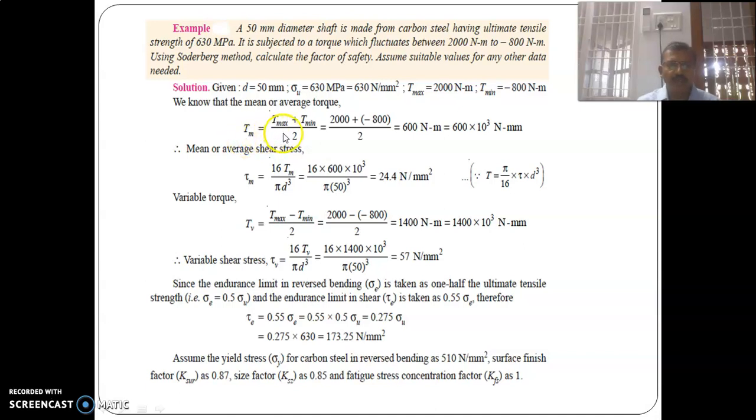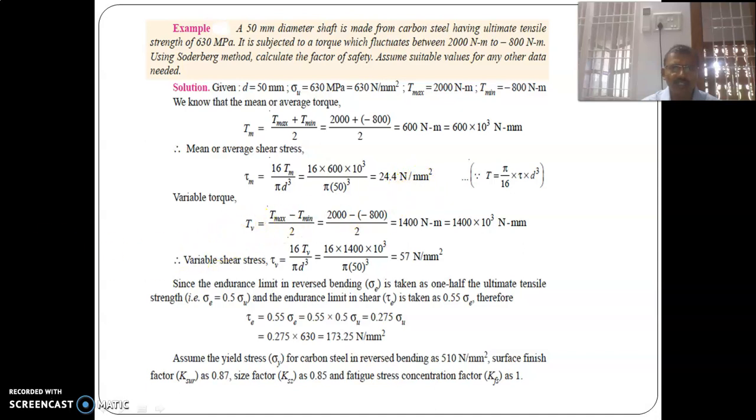So mean torque equal to 2000 plus minus 800, which is 1200 divided by 2, 600 Newton meter. So the shear stress tau m equal to 16 T by pi d cube. From the formula, T by J equal to tau by R, where J is pi by 32 d power 4 and R equal to d by 2, you can get 16 T by pi d cube. 16 into Tm, 600 into 10 power 3, divided by pi into 50 cube, is equal to 24.4 Newton per mm square.